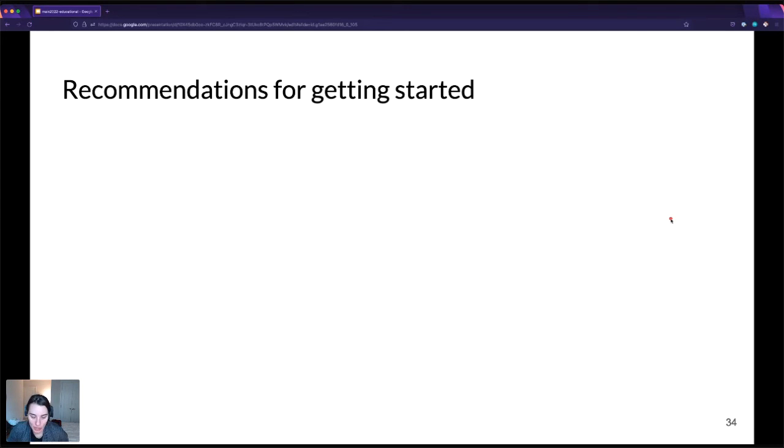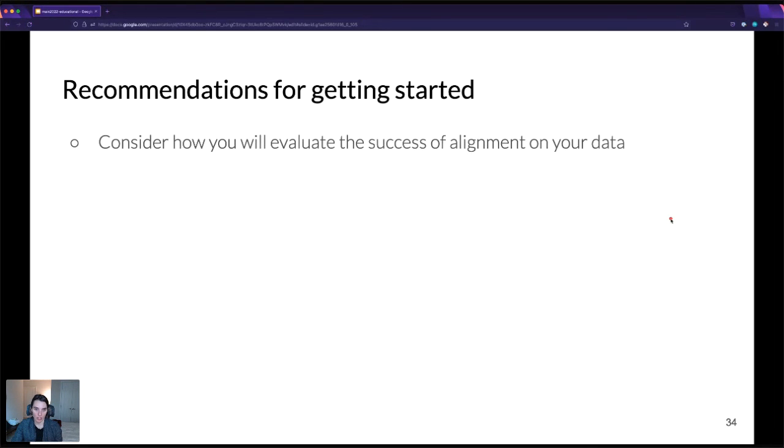So code is great, but it's also useful to have a general framework in mind for how to get started. If we have these resources, if we have the data, and we're convinced that alignment is something we should be thinking about across all of these different systems, how can we go about getting started? I would just provide some really general recommendations, one of which I think is critical, which is to consider how you will evaluate the success of alignment on your data.